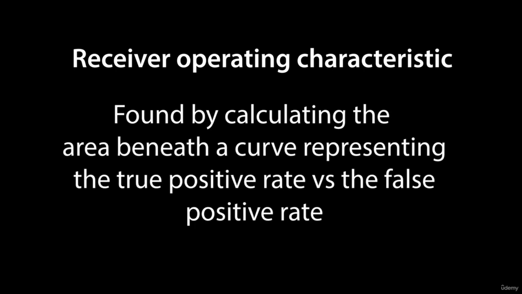Finally, we have a metric called receiver operating characteristic, which is calculated by first plotting a graph of the true positive rate versus the false positive rate. Once this graph is plotted, the receiver operating characteristic can be found by calculating the area under this graph. These metrics can be calculated using TensorFlow, Keras, or sklearn packages and libraries.